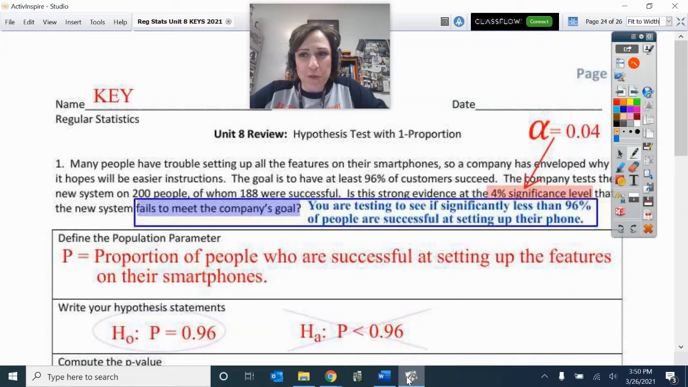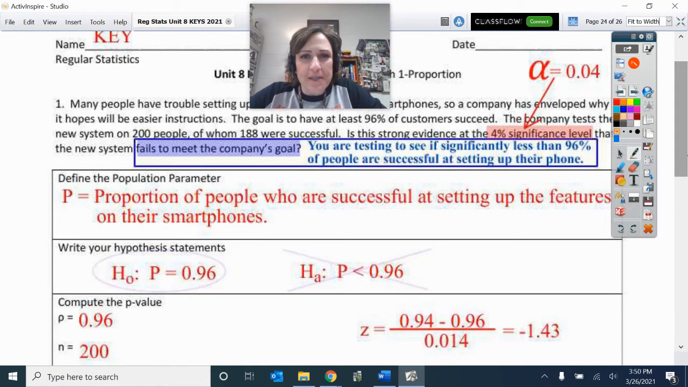All right, let's go over this review. Make sure you've got all your components and you understand what's going on with our hypothesis test for one proportion. Okay, so we start with this problem.